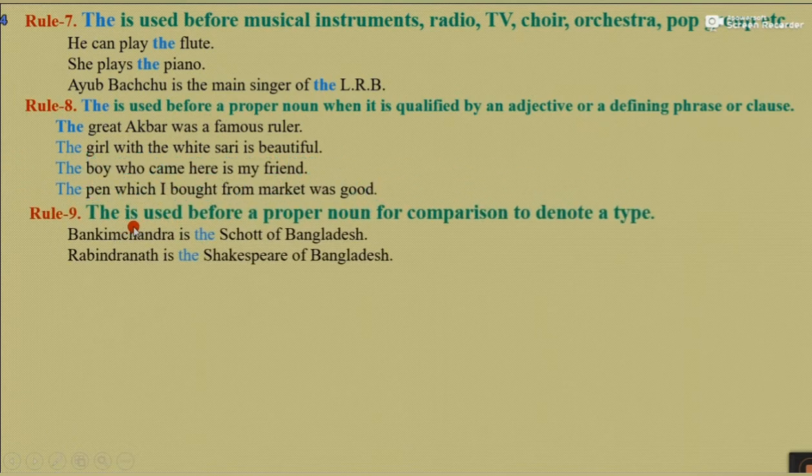Rule number 9. The is used before a proper noun for comparison to denote a type. For example, Bankim Chandra is the Scott of Bangladesh. Here Bankim Chandra is compared to Scott, a type like Scott. For comparison, we use the. Rabindranath is the Shakespeare of Bangladesh. Here Rabindranath is a type like Shakespeare. So the is used before Scott and Shakespeare.